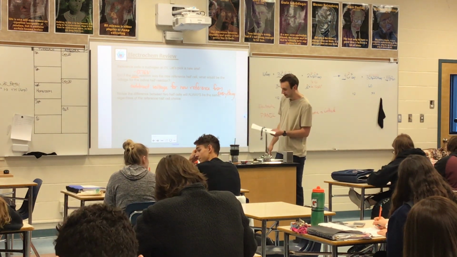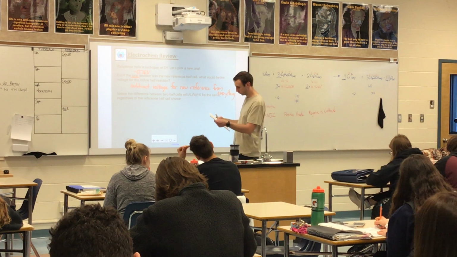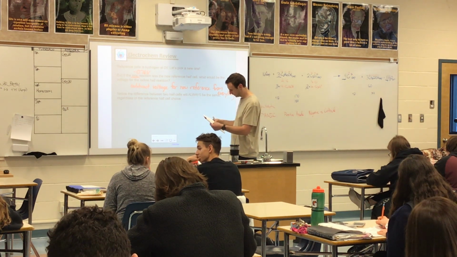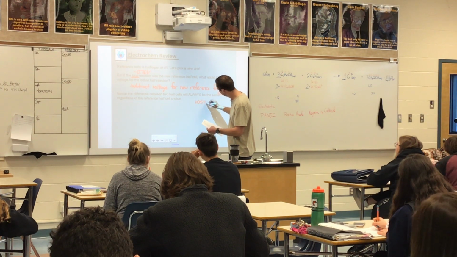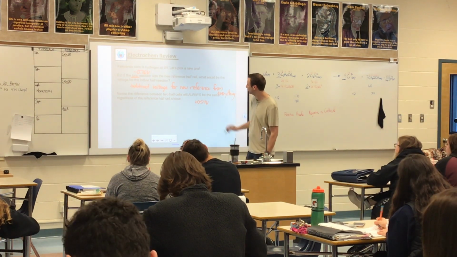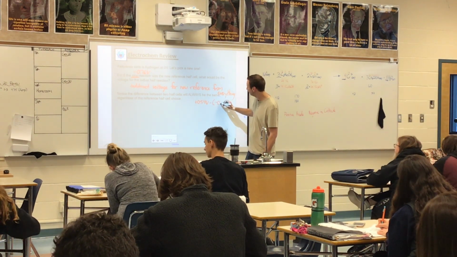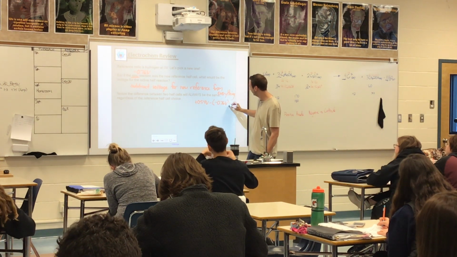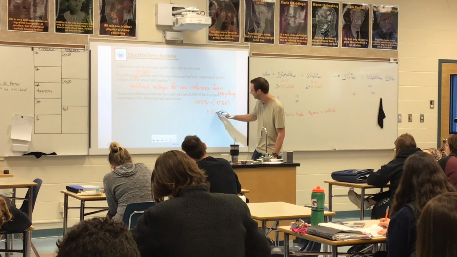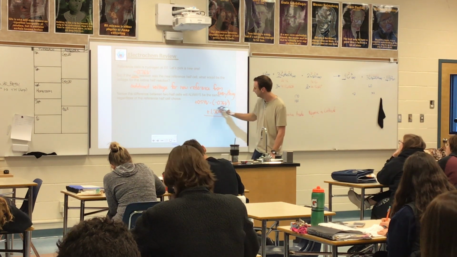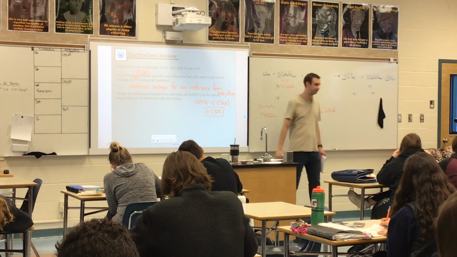So now if I look at iodine, iodine was positive 0.54. So now I'm subtracting negative 0.76 volts. So that means it's now positive 1.30 volts. So that would be the new iodine value.